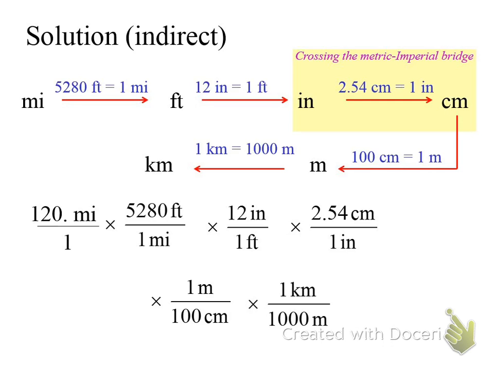So miles have canceled, feet have canceled, inches have canceled, centimeters have canceled, meters have canceled, and you're left with units of kilometers. Woohoo! Where I put a check mark, that's uncertainty in the first term, 3 sig figs. No uncertainty brought by the second ratio, the third, the fourth, the fifth, or the sixth. Those are all exact. So 3 sig figs.